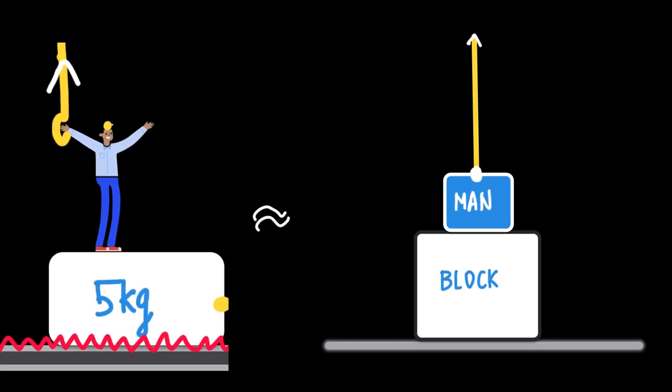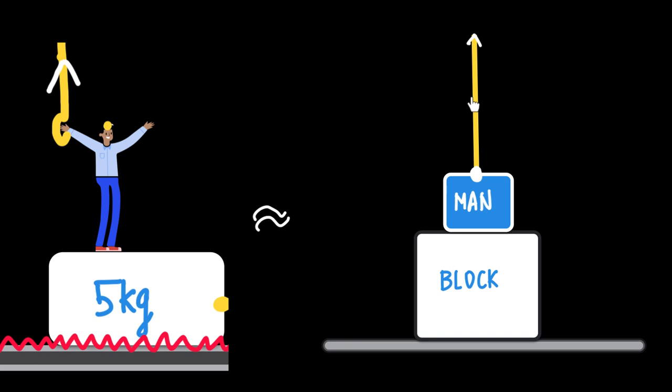Now, let us first consider the block here, which is the man who is pulling the string, and I'll assume that this man can be approximated to be a block. So this block is representing the man here, and now I can say that this block is being pulled away.